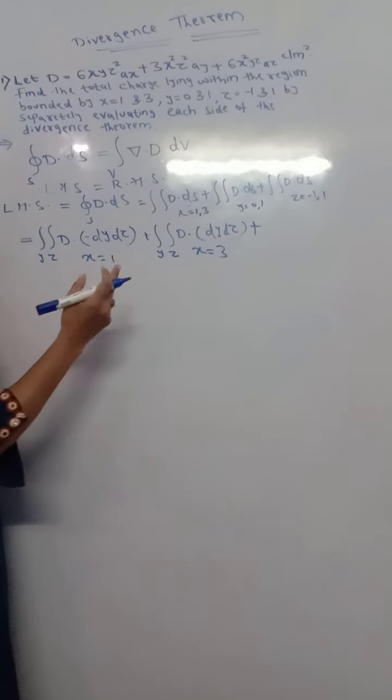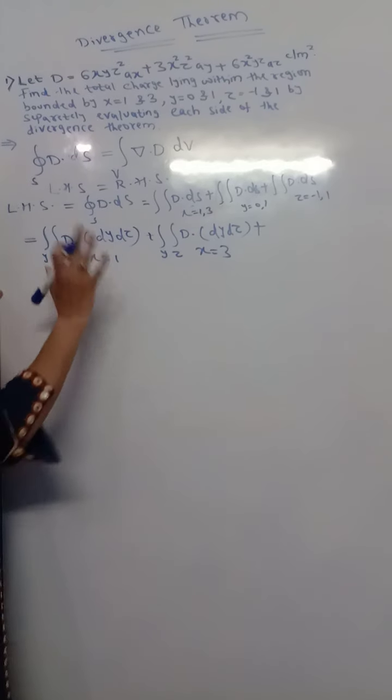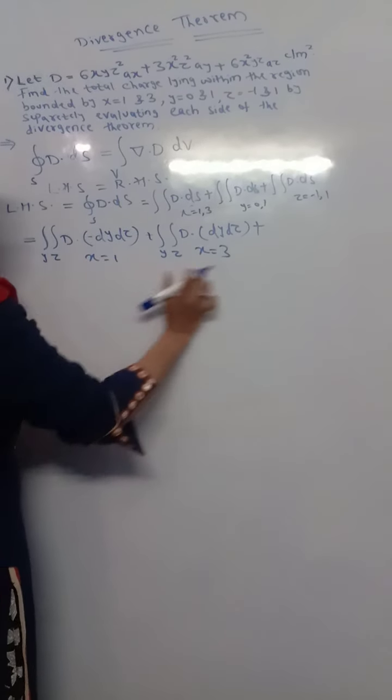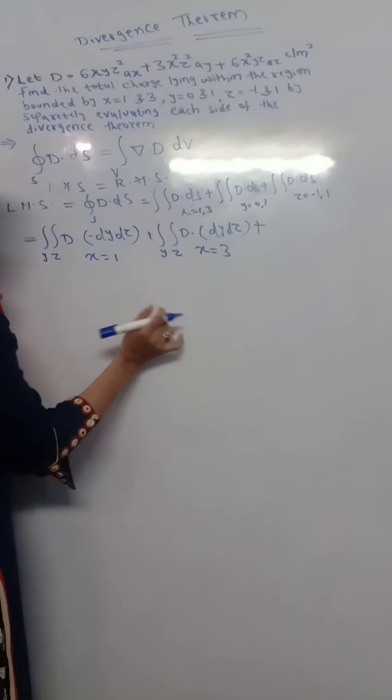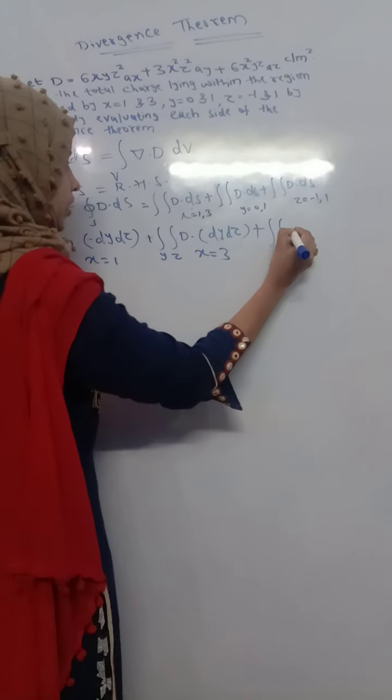Similarly, how many integrals will there be? The entire set: front, back, right, left, top, bottom. The total will be 6. So this is my first. I am going to continue here, otherwise I will start from here. Now again, double integration of D dot.